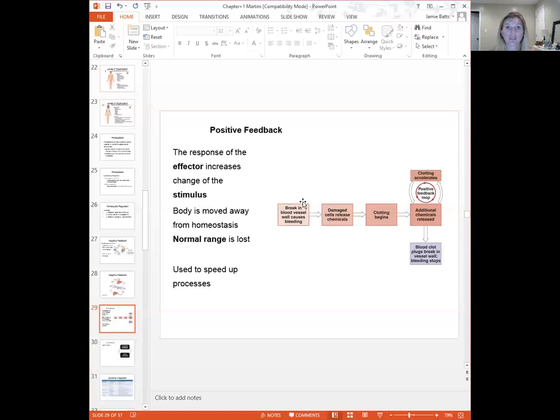So that's positive feedback, where you have a break in the blood vessel, those damaged cells release, and this whole clotting process is just going to keep accelerating over and over and over again until the bleeding stops, right? Another example of positive feedback is labor and delivery, right?